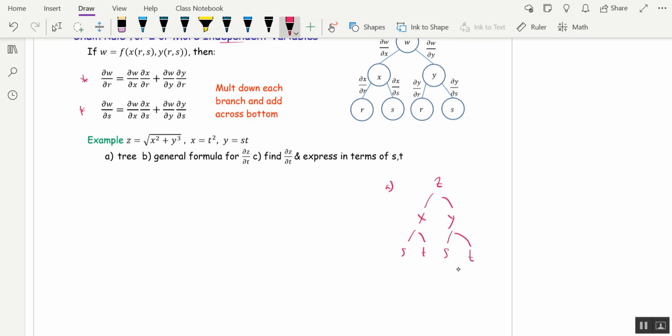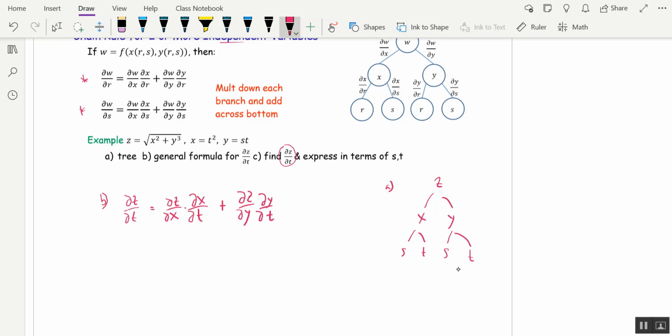Now I want a general formula for, in this case, del z del t. I could do del z del s, but I'm going to do just del z del t to show you how it works. And it's actually almost easier with two or more independent variables because everything's a del, there are no d's. So del z del t is, I'm only going to go down the branches that end in a t. So del z del x del x del t, and then I add on del z del y del y del t.